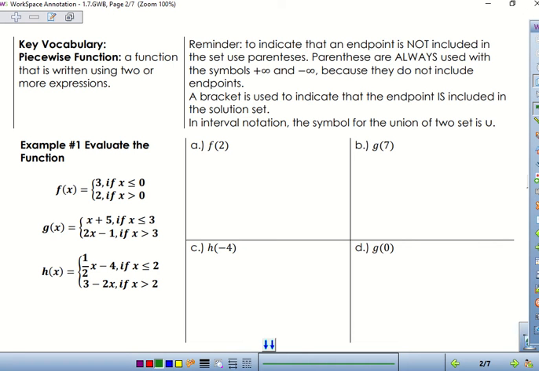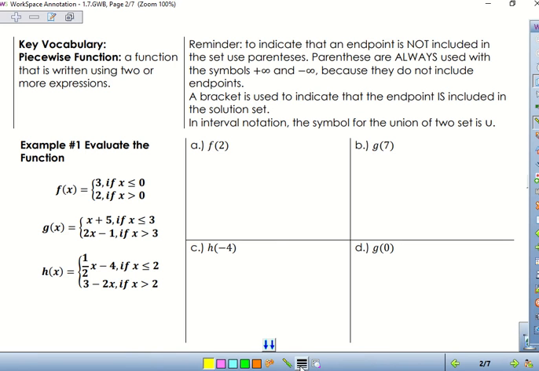Okay, so a piecewise function is a function that is written using two or more expressions. A reminder is to indicate that the endpoint is not always included in the set, so sometimes we have to use parentheses, okay, if there's an open circle. That's the main idea here. And a bracket is used to indicate the solution does exist at that point. So we're just going to evaluate piecewise functions to start before we start graphing them.